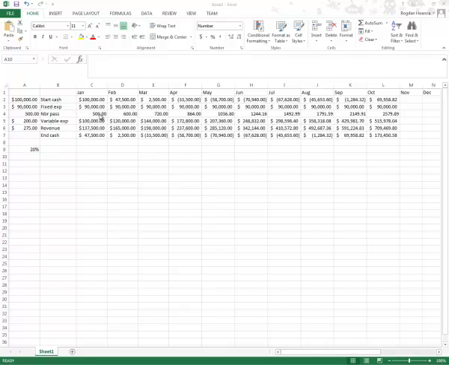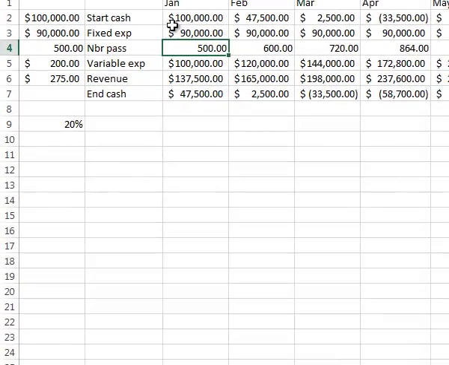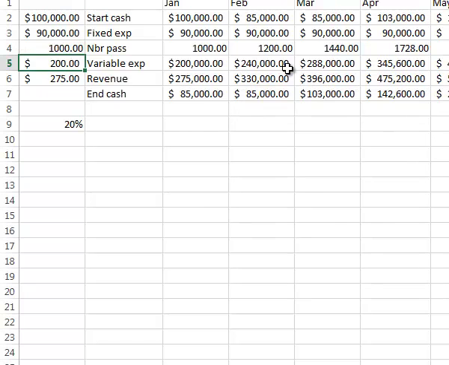So of course you can use some simple math, or in this case, if you have the formulas worked out, you can play around with the number of passengers until your start cash and your end cash are the same. So since I have everything linked from here, I'm going to say, what about 1,000 passengers? Well, I'm still losing some money. 250 passengers.